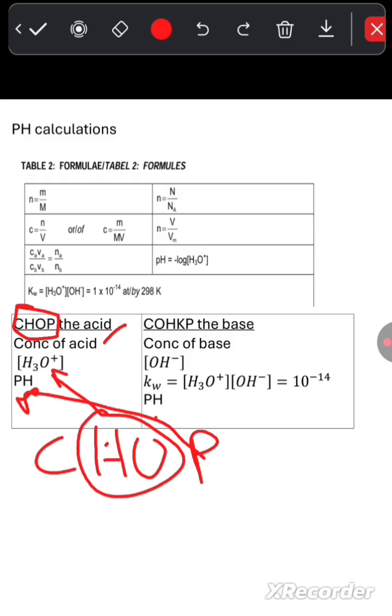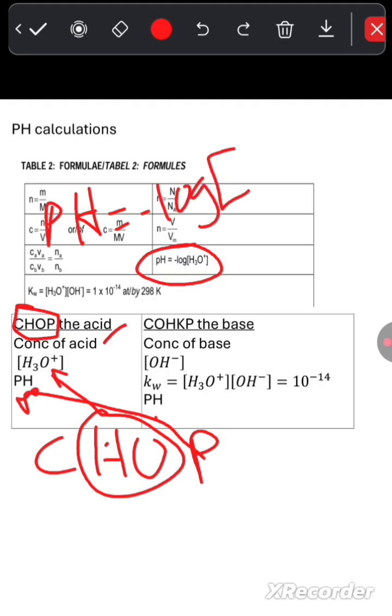And the pH formula is this. This is the formula for pH. pH is equal to negative log concentration of hydronium ions. Right.